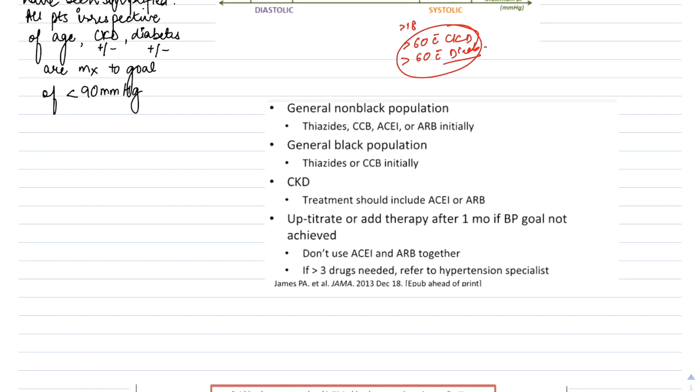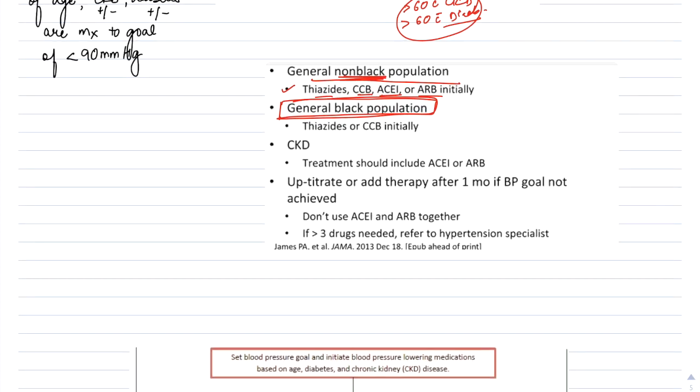Okay, now they have also defined certain drugs which have to be given according to the race of the population and whether they have diabetes or CKD, etc. The general non-black population should be prescribed thiazides or calcium channel blockers, or they can be given angiotensin converting enzyme inhibitors or angiotensin receptor blockers initially. While the general black population should only be given thiazides or calcium channel blockers initially. They should not be given ACE inhibitors or ARBs initially.